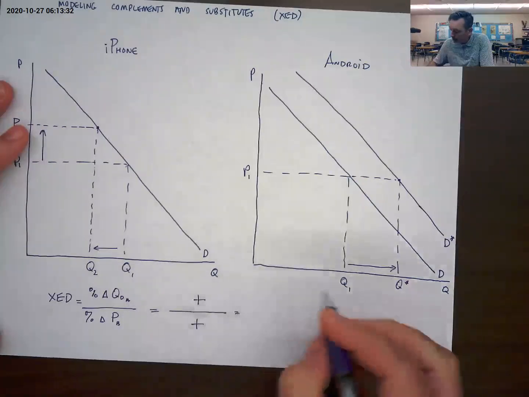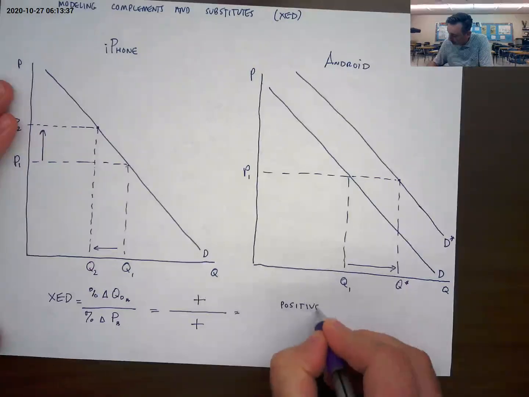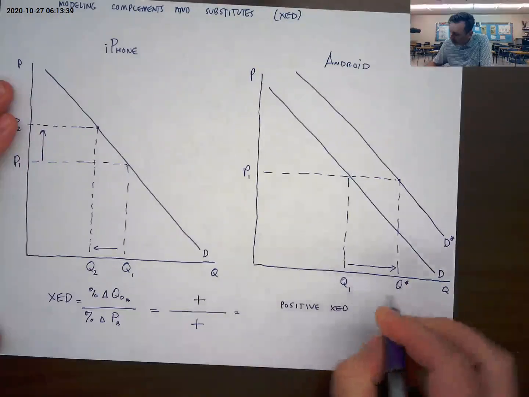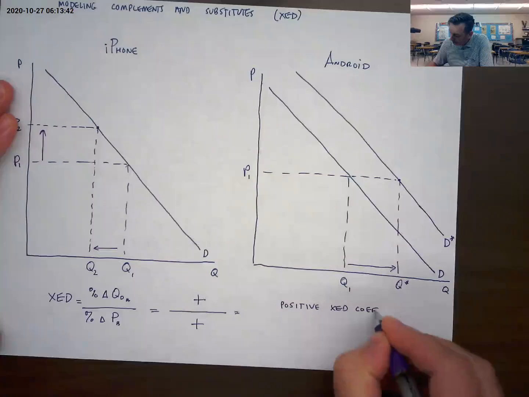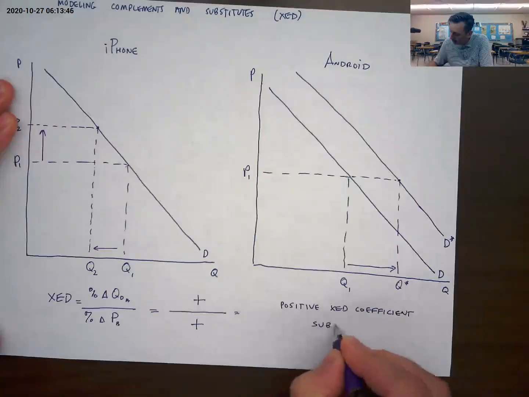And what we can say about that is if we have a positive cross-price elasticity coefficient, you are looking at substitute goods.